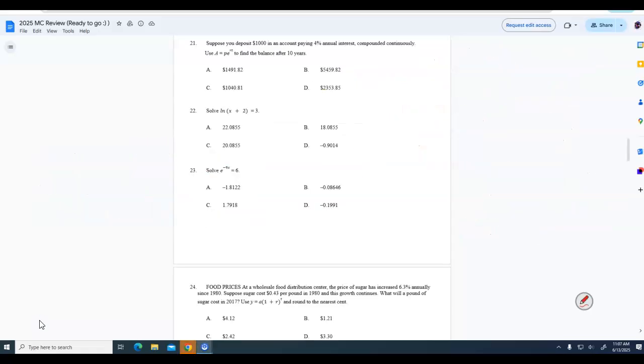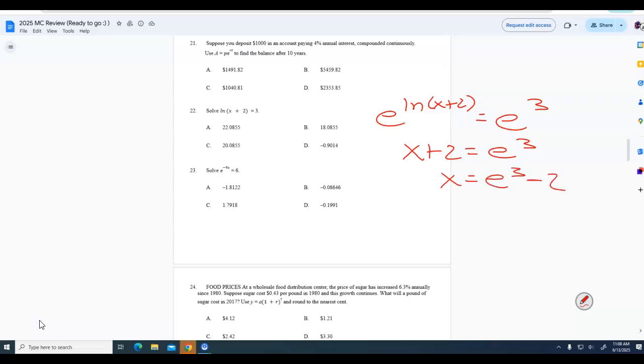Natural log of (x plus 2) equals 3. When we have a natural log, we need to use e. And when we have e, we've got to use a natural log. So this becomes e to the ln (x plus 2) equals e cubed. The e to the ln of x plus 2, we're just left with what's inside the natural log. And then we solve for x. So this answer is e cubed minus 2, and that ends up being x equals 18.086.